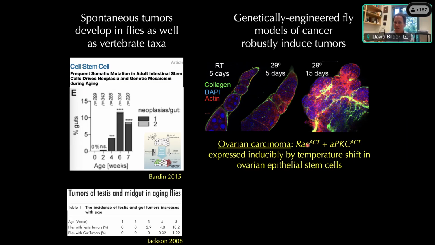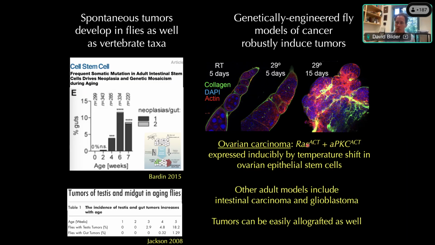So these malignant cells in the ovarian carcinoma are just one model. I think you'll hear from Norbert about his work in intestinal carcinomas. I think you'll hear from Wu Men that all of these tumors can be allografted easily into other hosts as well for convenience. So there's a number of different Drosophila models that have distinct advantages.